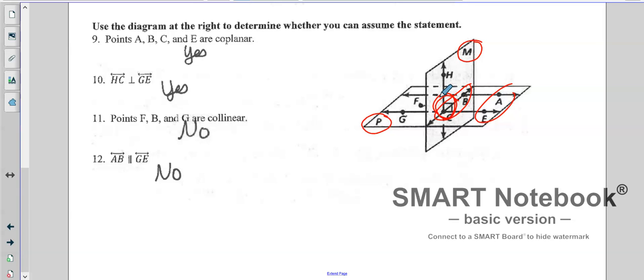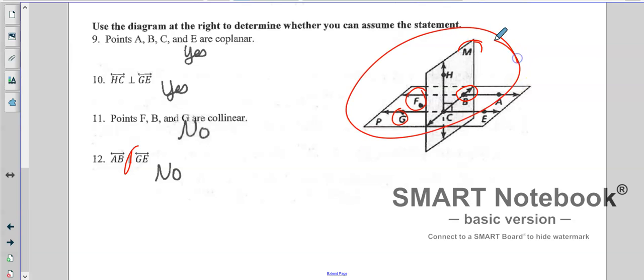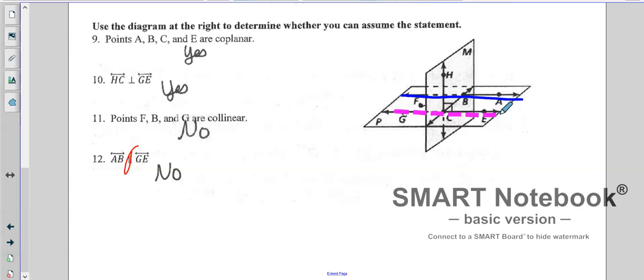Points F, B, and G are collinear. Well, let's find out where F, B, and G are. Okay, F is here, B is here, and G is here, not on the same line. And then it says AB is parallel to GE. All right? Well, first we need to find AB, which is right here. And then we need to find GE, which is right here. Okay?